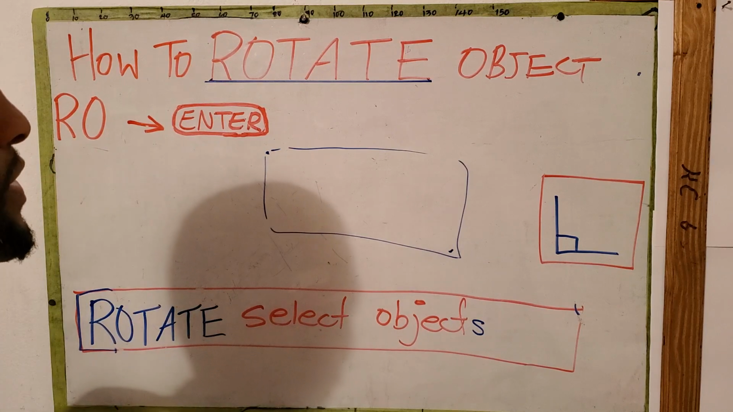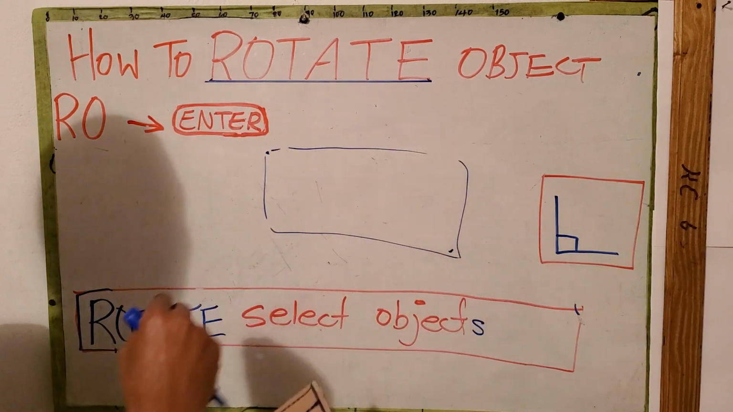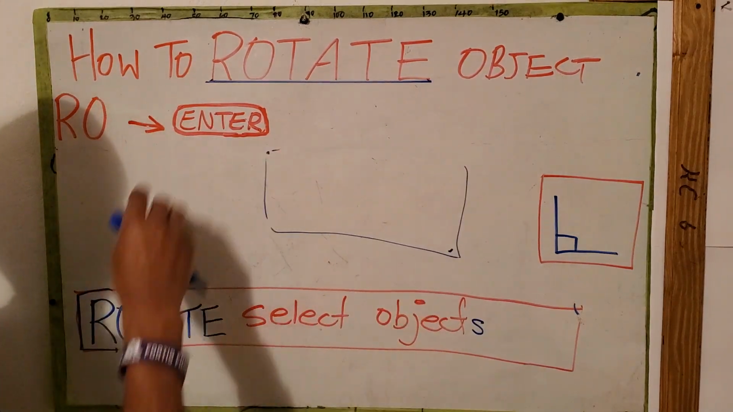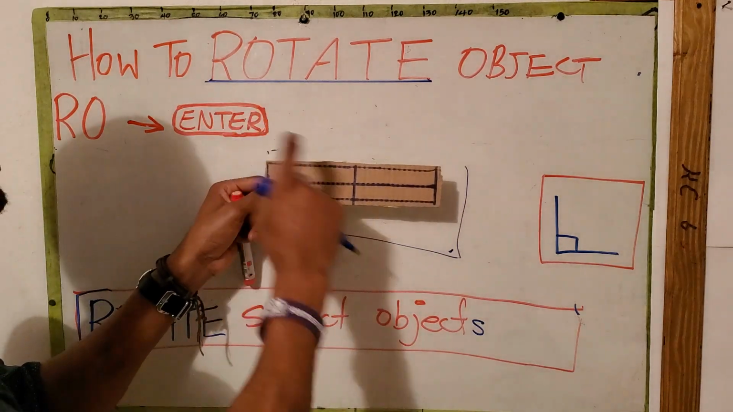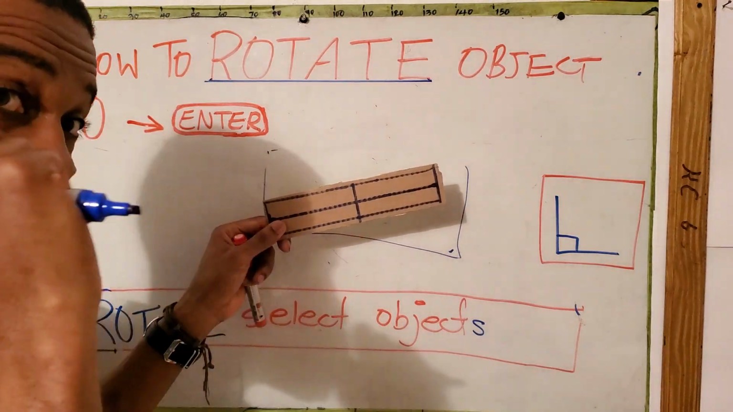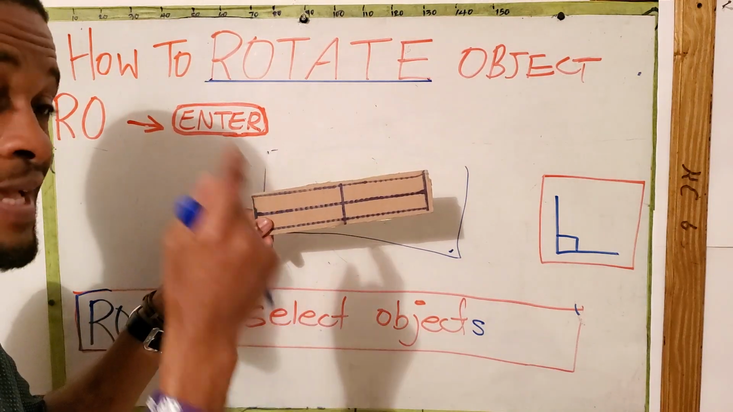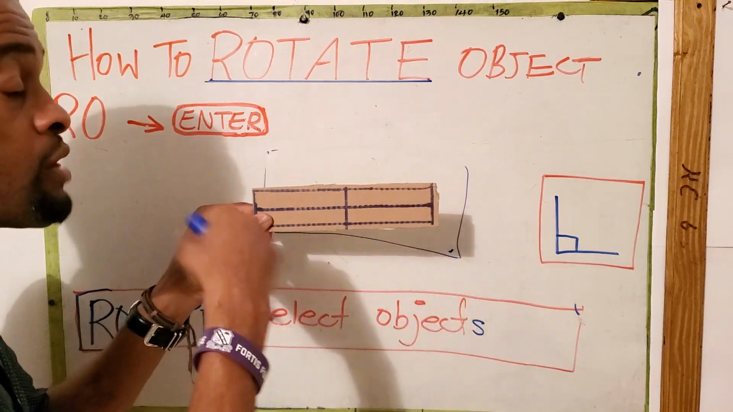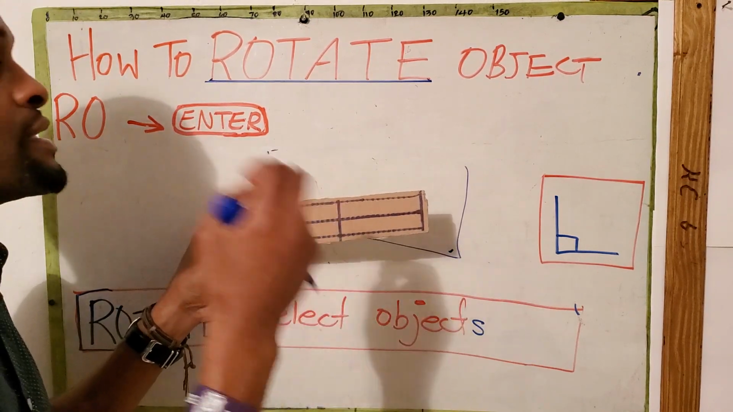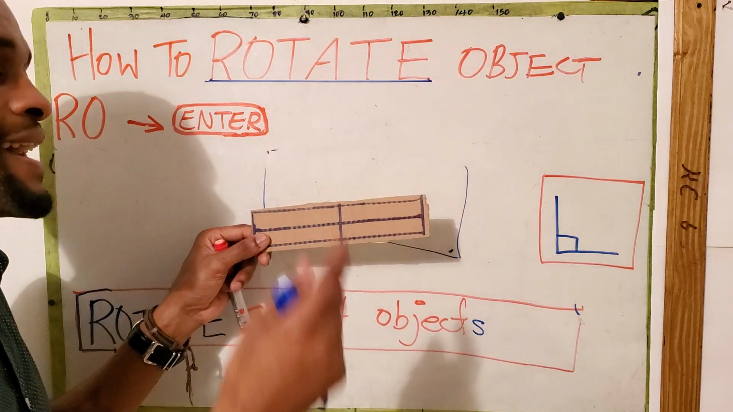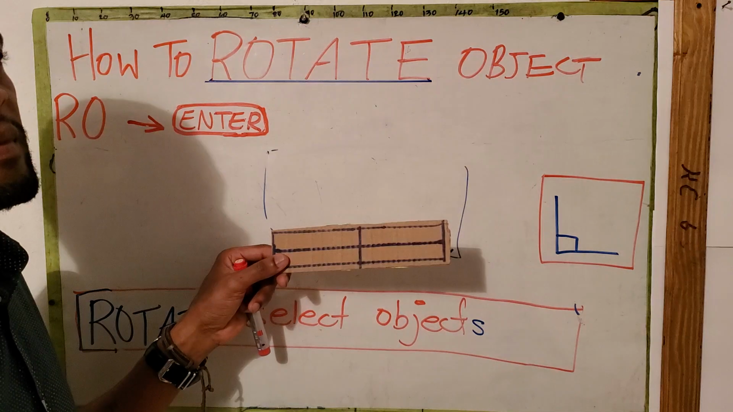Pretty simple. So again, to rotate, type RO, enter. Then left click on the object that you wish to rotate or create a window around it. When it turns blue, read the command bar. It will say select objects even though this object turns blue. You must go ahead and press the enter key or press the space bar.